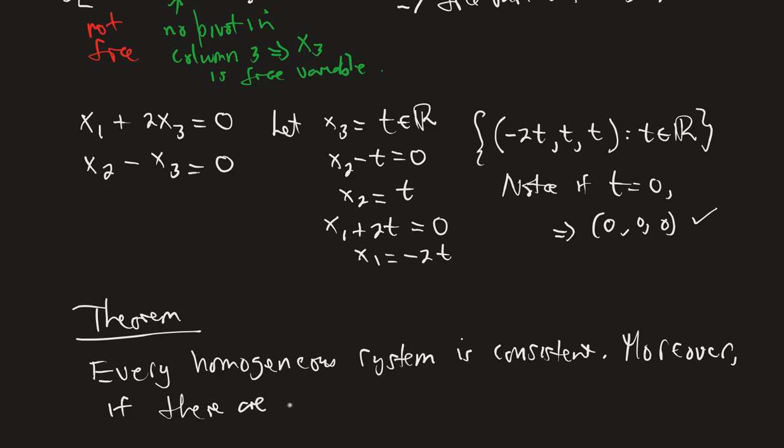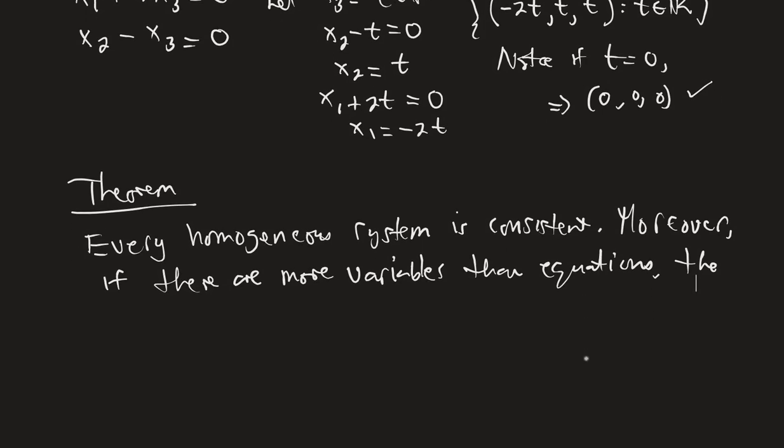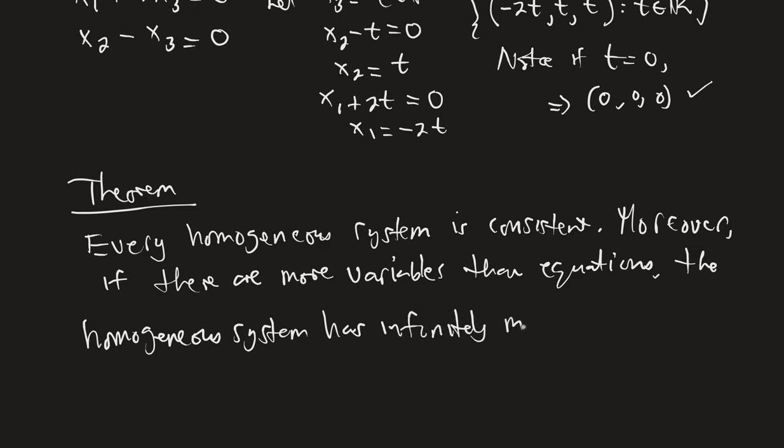So moreover, if there are more variables or unknowns than equations, the homogeneous system, and again, this only is true for homogeneous systems, has infinitely many solutions. This only works for homogeneous.